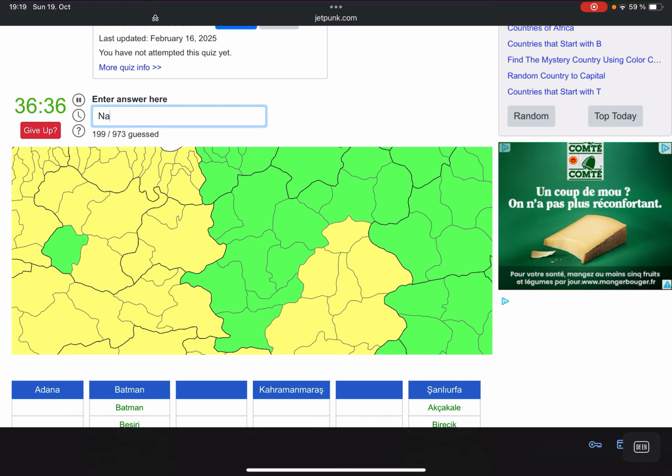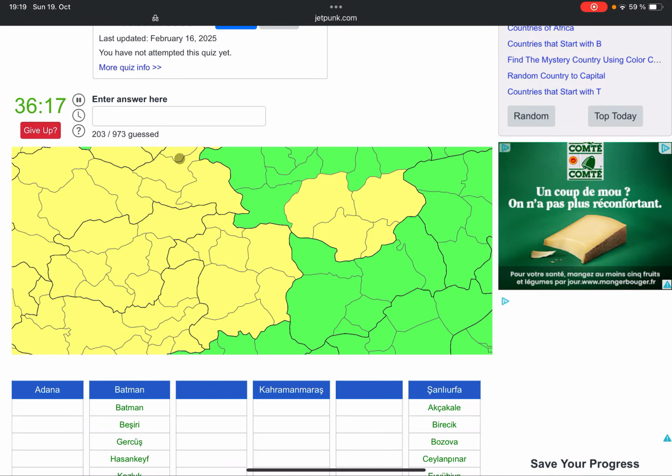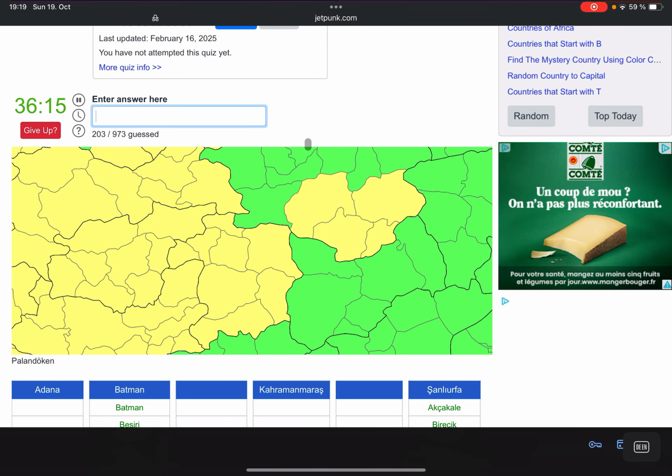Narman, no, yes, Narman, Pasinler, we have Köprüköy, Horasan, what's this one, Karayazı, Karaçoban, Hınıs, and Tekman.